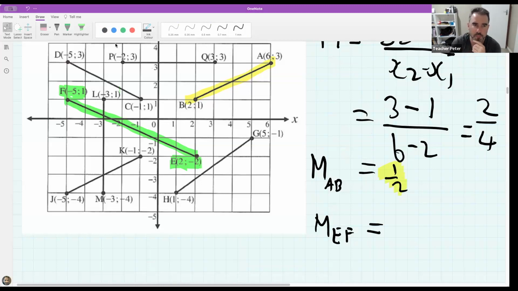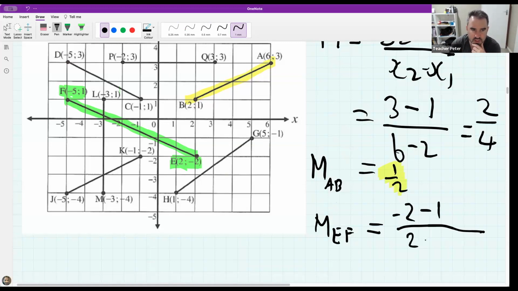Okay, so let's have a look. I can choose either of the points. I'm going to start with the minus 2, and then I'm going to take away 1. And then on the bottom, which is the x, I go 2 minus minus 5. So what gradient will that give me?